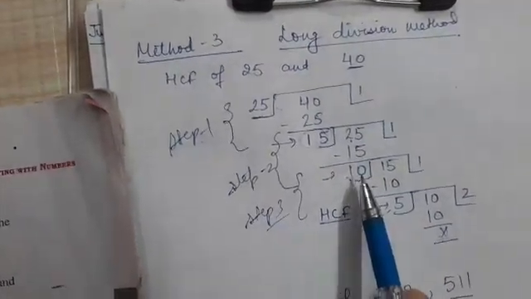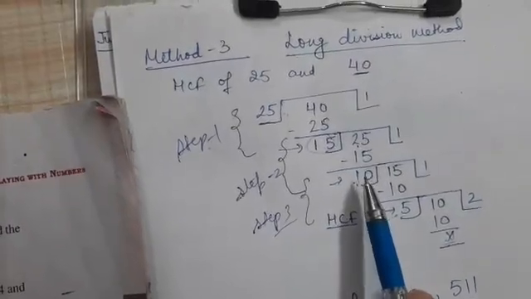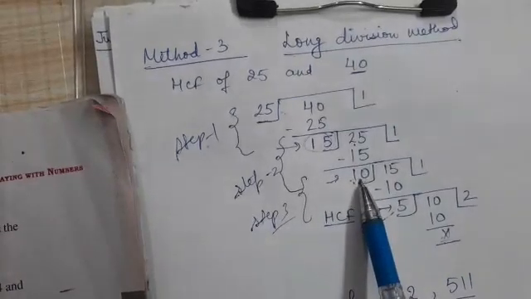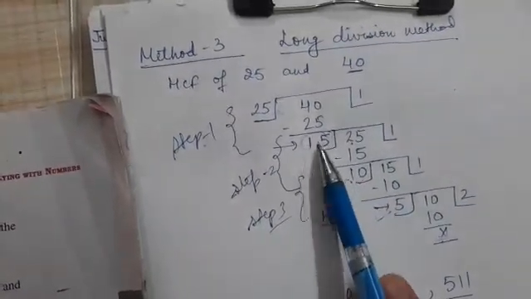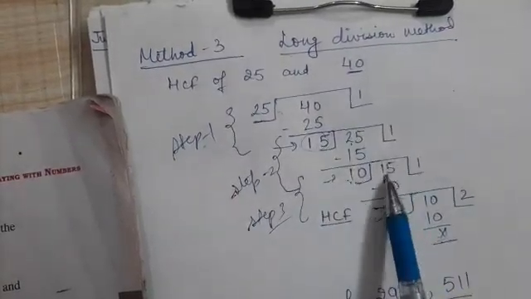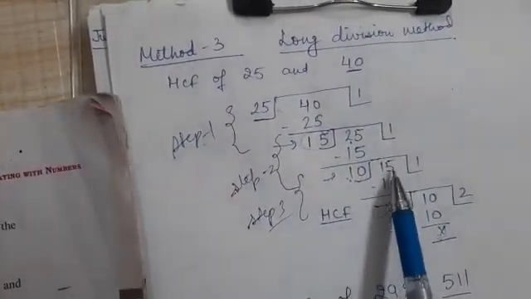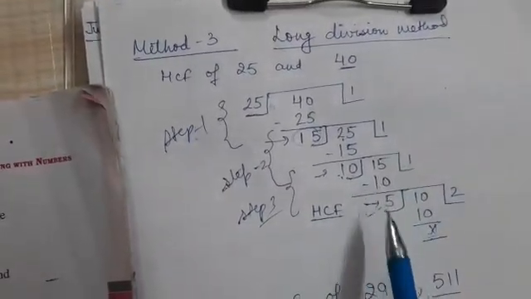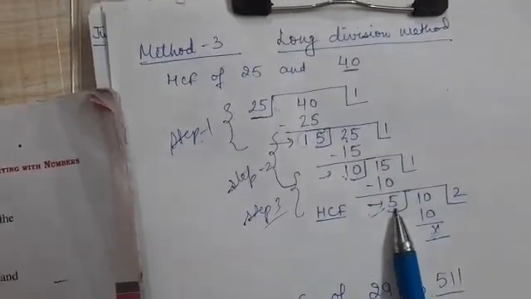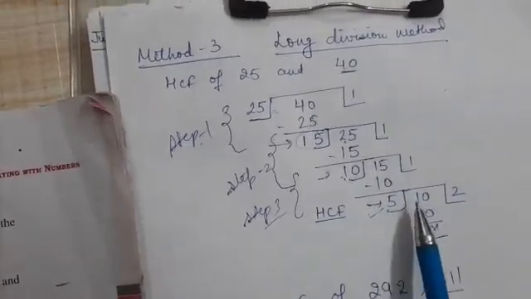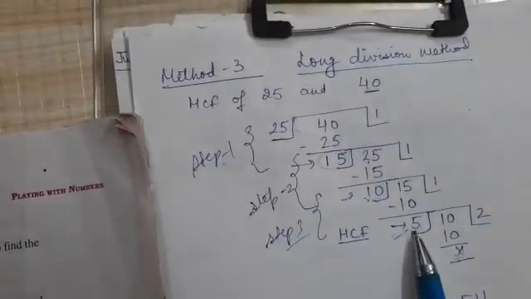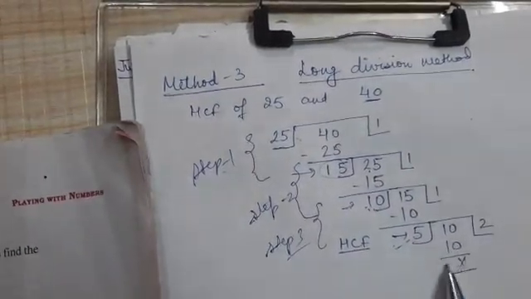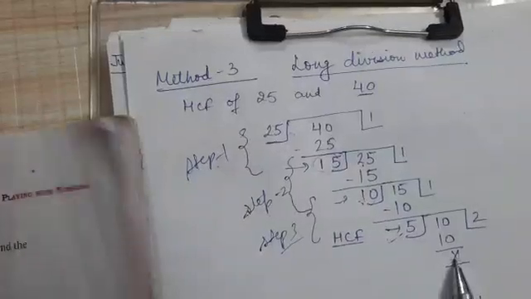So what you have to do? Again in step 3, the remainder of step 2 will become the divisor for step 3 and the divisor for step 2 will become dividend for step 3. Again divide 15 by 10. 10 ones are 10. Again you will get 5. Again repeat the same procedure. You will make the remainder the divisor and divisor the dividend. 5 twos are 10. Now here you have remainder 0.